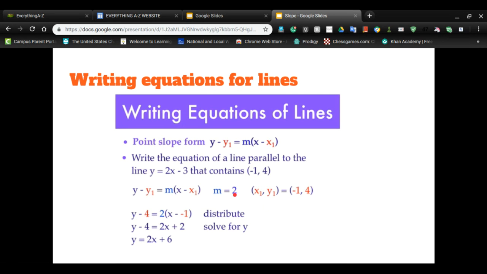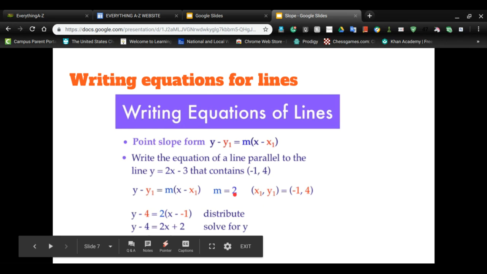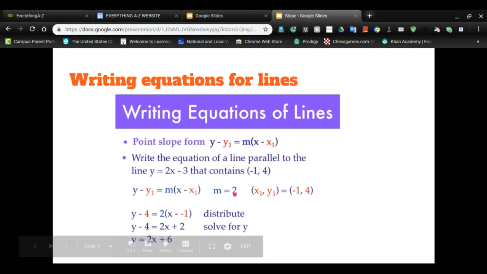Then you distribute and solve for y. So that it comes out to y minus 4 equals 2x plus 2. And you simplify it and get y. You get y equals 2x plus 6.